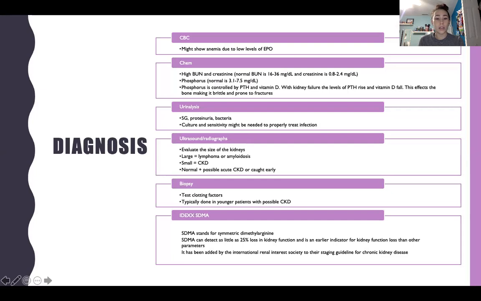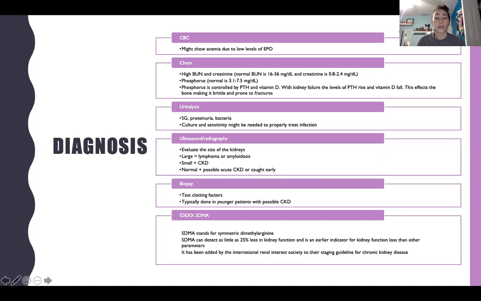On a CBC, you might see an anemia that can be due to the low levels of EPO. On chemistry, we typically look at BUN and creatinine. If they're both high, then the patient does have azotemia, and that's a really good indicator for CKD. A normal BUN concentration is 16 to 36 milligrams per deciliter, and creatinine is 0.8 to 2.4 milligrams per deciliter, according to IDEXX. Phosphorus is also a value that we look at. So normal phosphorus is 3.1 to 7.5 milligrams per deciliter, according to IDEXX.